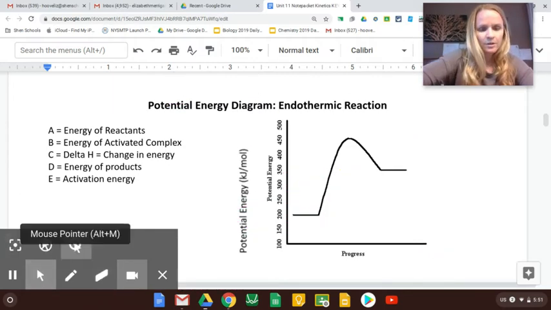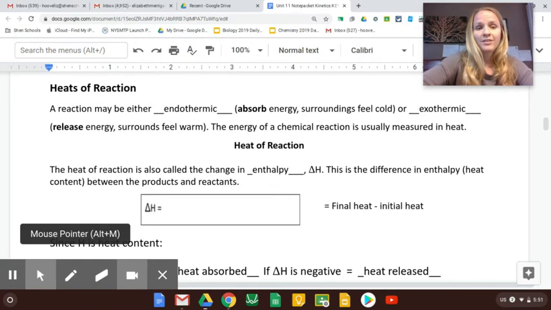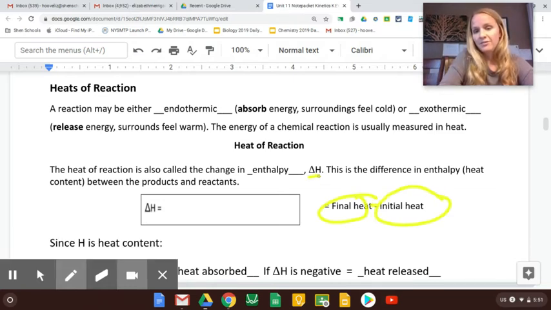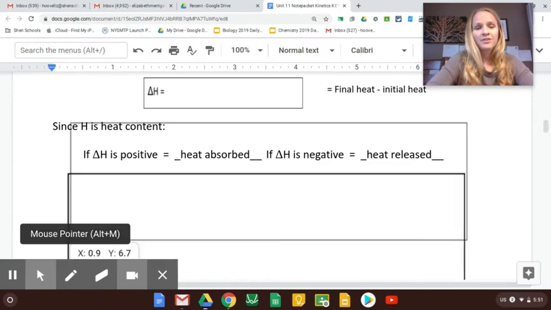So back down here, that is our definition of heat of reaction. It is the final heat minus the initial, like that 350 I had at the end minus the 200 I already had in the beginning. All right. So that's going to be their favorite thing to ask.